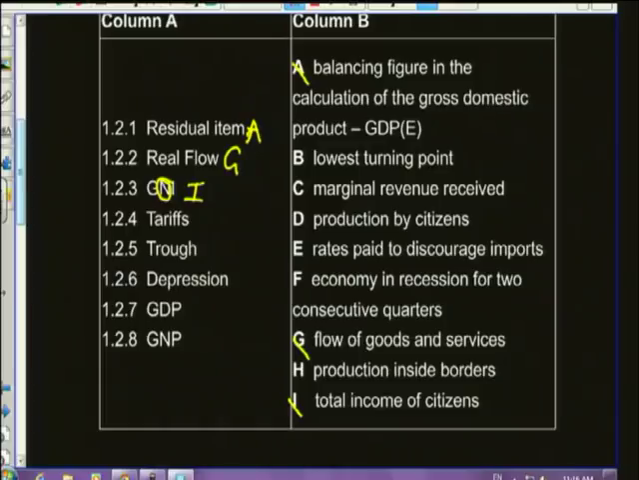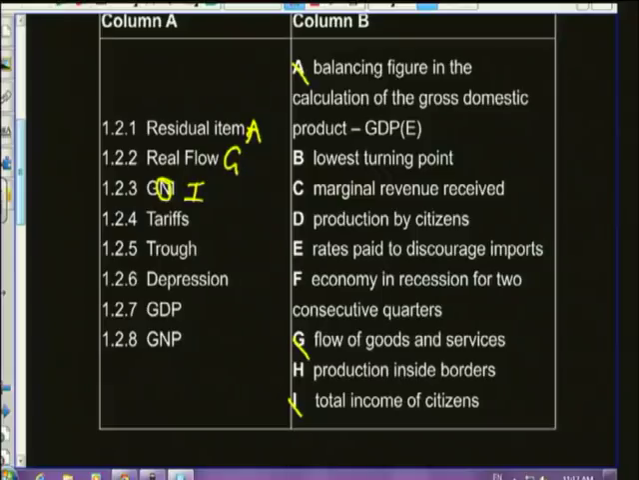1.2.4, tariffs. You would pay a tariff if someone wants to discourage you from using a good or service or to import a good or service. So when I look at the options here, the answer would be E.